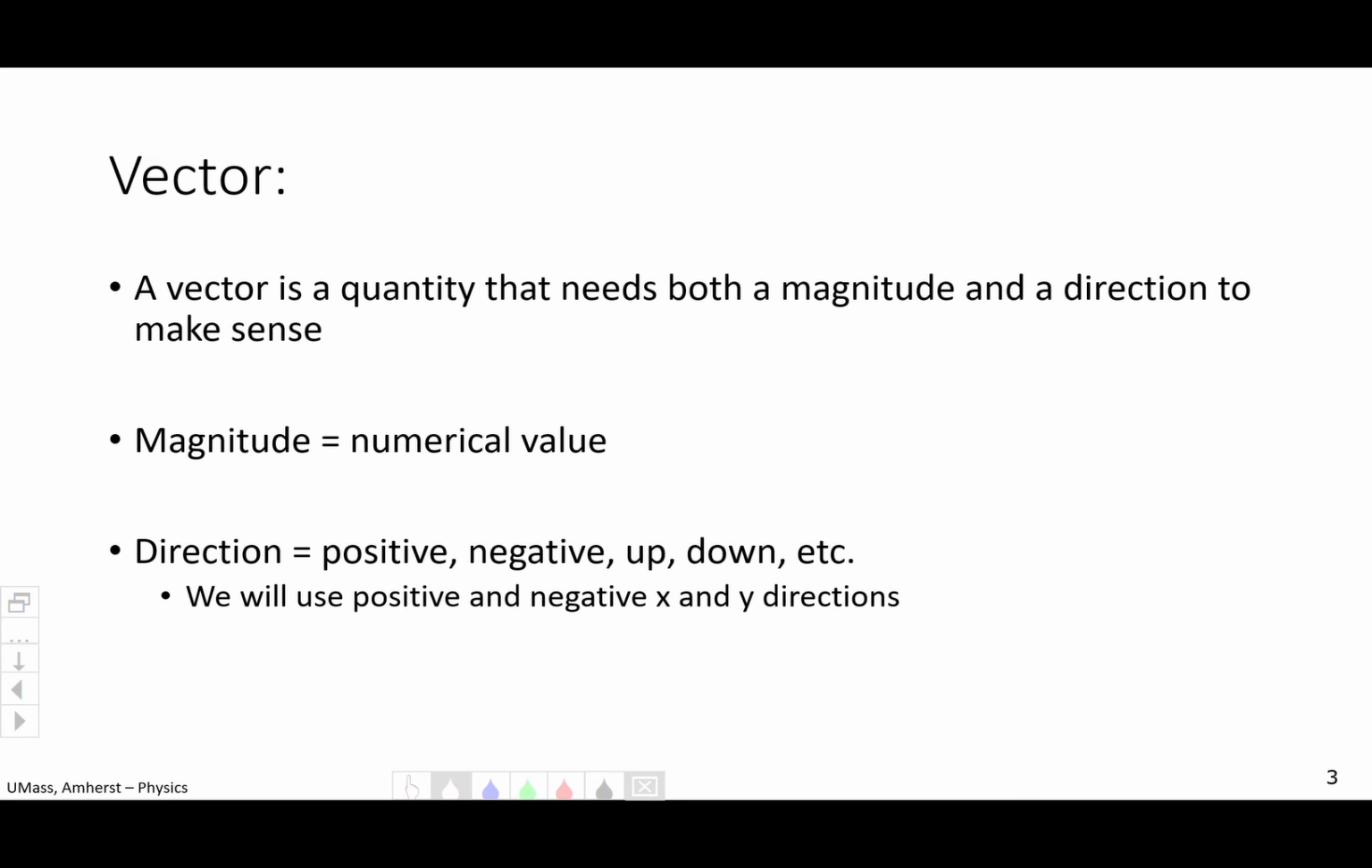So the magnitude is defined as the numerical value of that particular object. And the direction is quite literally the direction. Is it positive, negative, up, down, left, right? So any particular vector quantity, you need a number associated with it and a direction. We typically use the positive and negative x and y direction, so your standard xy plane. And that's what we generally work with.